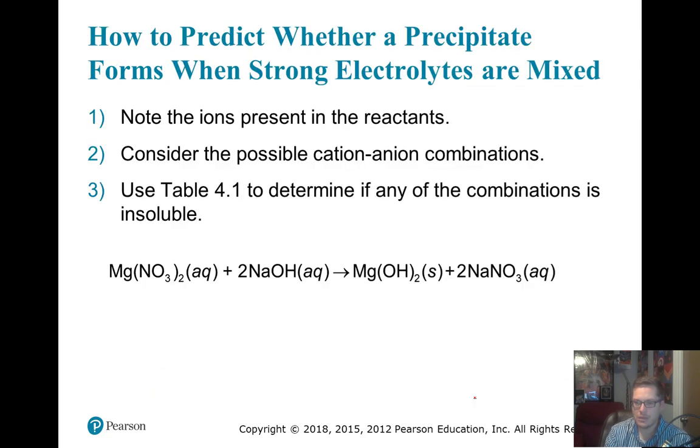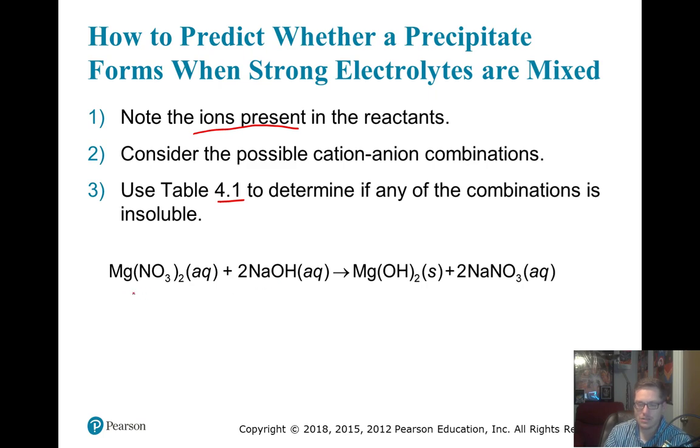All right. So if we want to predict whether a precipitate forms when strong electrolytes are mixed, we've got to figure out the ions that are present in the reactants, and then figure out whether or not what they'll make is a solid. Then we use the solubility rules that we looked at last time to figure out whether or not they make a solid. So for example, here we've got magnesium nitrate and sodium hydroxide.